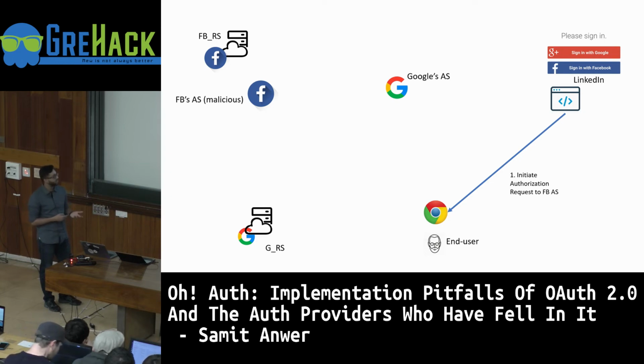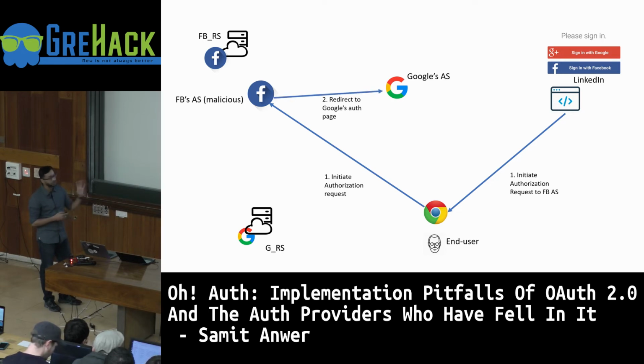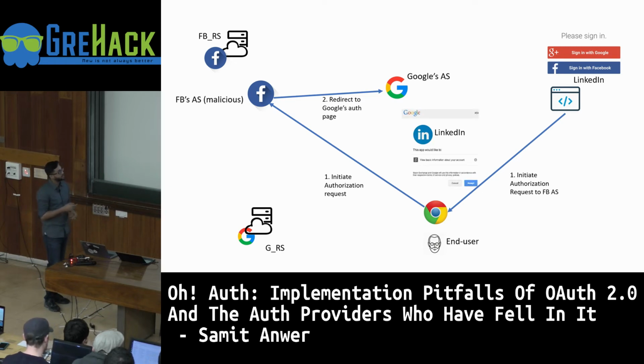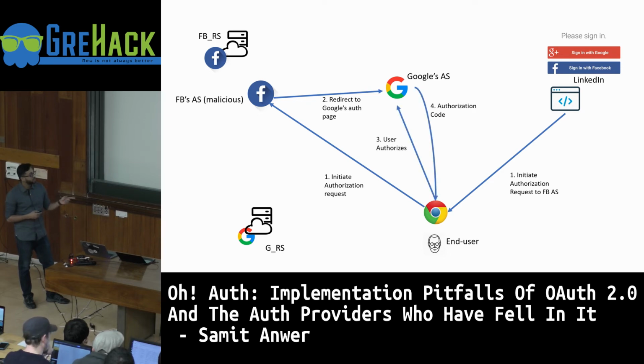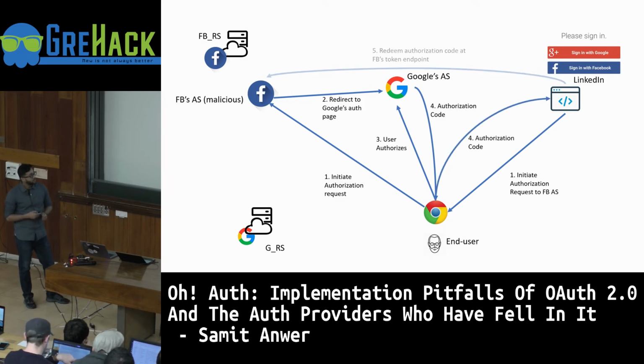And Facebook is malicious. So what it does is that once the request reaches Facebook, instead of showing the prompt to the user itself, it will redirect to Google's authorization page, and Google will show you the authorization. So if the end user is not attentive enough to see that the authorization prompt is coming in from Google instead of Facebook, what will happen is that after approval, the auth code will be generated by Google's auth server and sent back to LinkedIn. And LinkedIn knows that the authorization was started with Facebook, so it will try to redeem the auth code that Google generated at Facebook's endpoint.